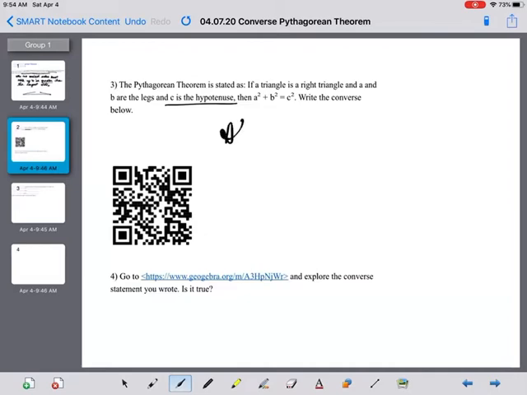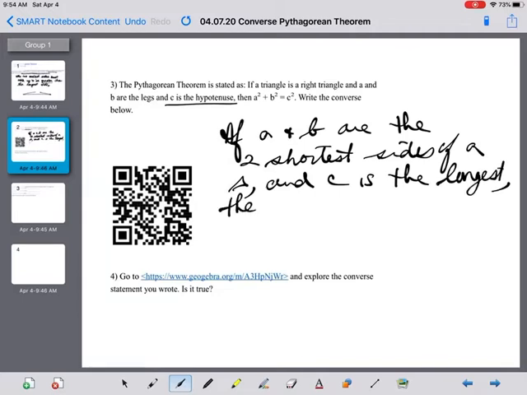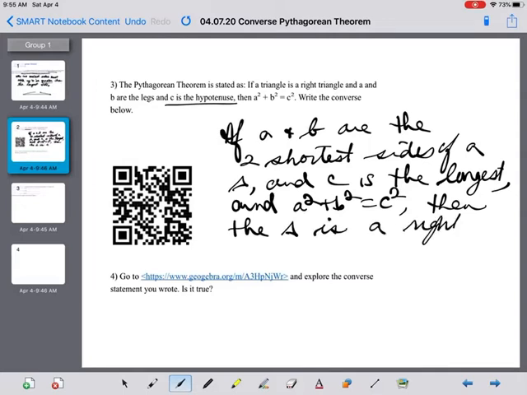So if, and we're going to change it slightly, we're going to say if A and B are the two shortest sides of a triangle, and C is the longest, and A squared plus B squared equals C squared, then the triangle is a right triangle. Okay?